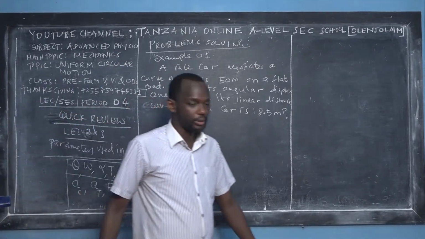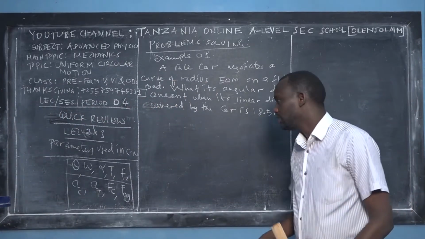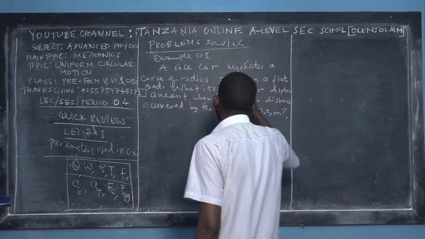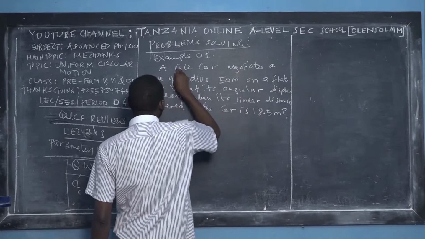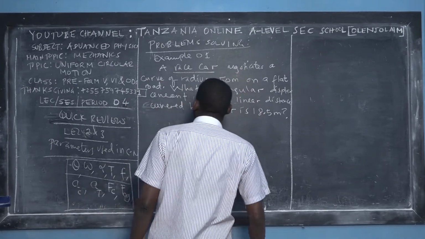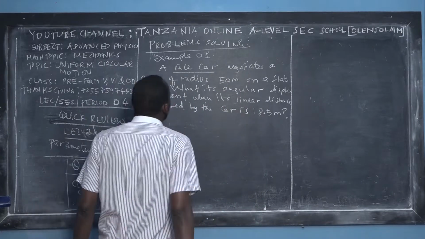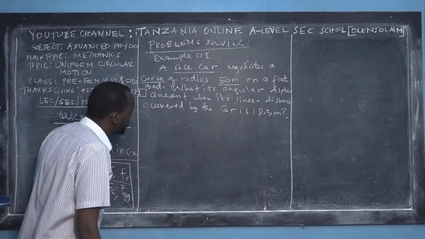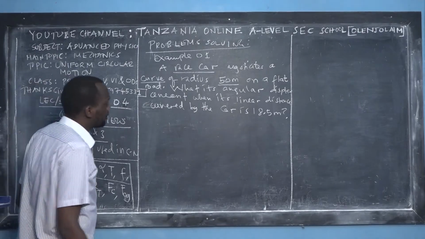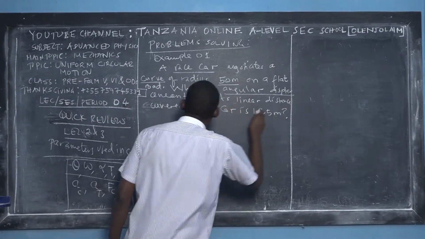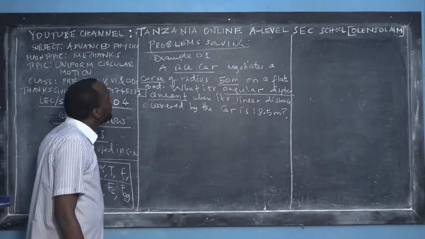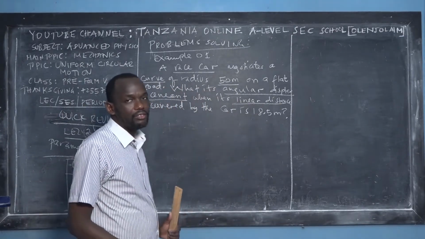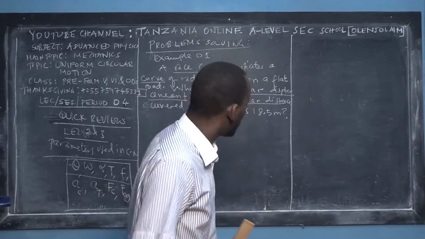So let us read the question carefully and then solve it, then we will go to other examples. A race car negotiates a circular curve of radius 50 meters on a flat road. The question is asking, what is its angular displacement when its linear distance covered is 18.5 meters? What does it mean?